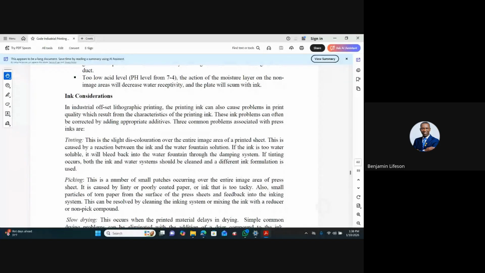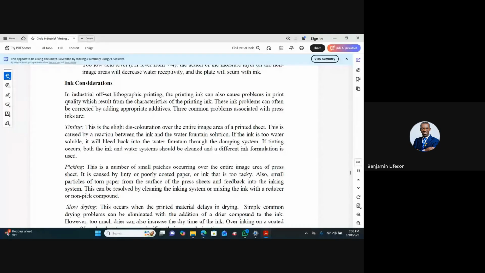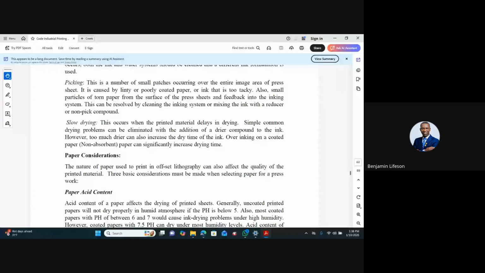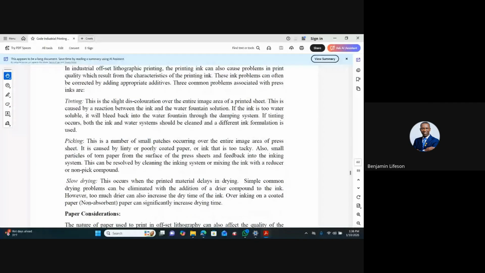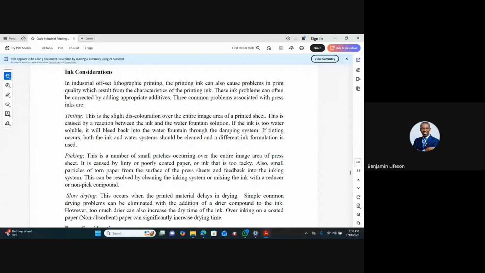So let's look at the ink. When it comes to the ink, the problems associated with press ink are tinting, picking, and slow drying. So what happens with tinting? Different persons should read. What happens when we say tinting?